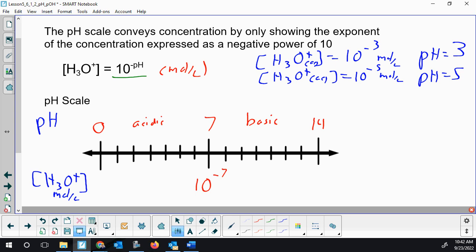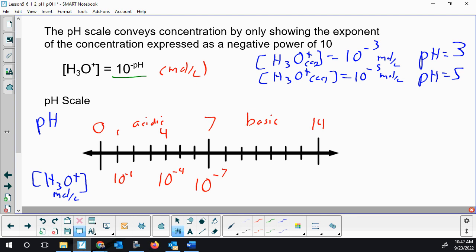If we're at a pH of 4, that's just 10 to the minus 4. If we're at a pH of 1, that's now 10 to the minus 1. That's a tenth. 1 over 10, 0.1. Okay, so the concentration is radically increasing as we get more acidic, which is lower pHs.